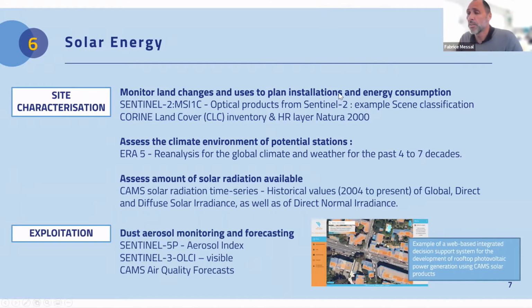And then let's move to solar energy. This is similar for the site characterization phase. Similar products can be used to check land changes and uses to plan installations, to assess the climate environment, and to assess the amount of solar radiation available. You have access to solar radiation time series with historical values, and again during the exploitation phase, it can be very interesting to have access to dust and aerosol monitoring and forecasting, also with the ozone variable available on certain products, because it can affect the solar radiation.